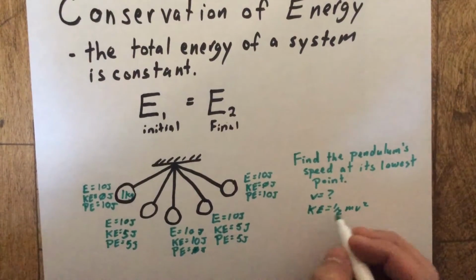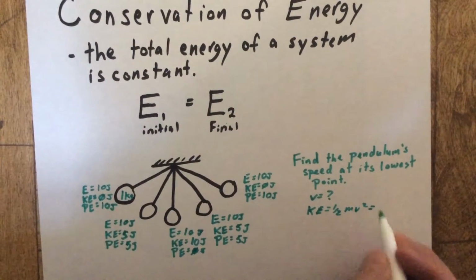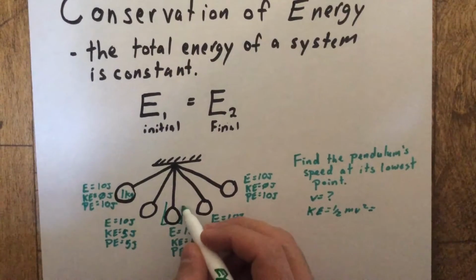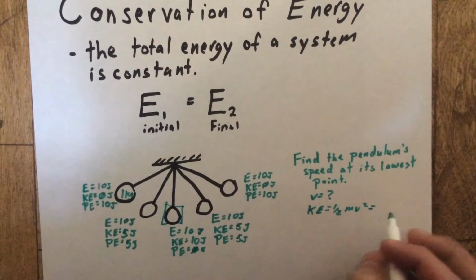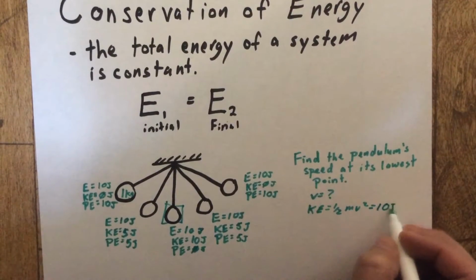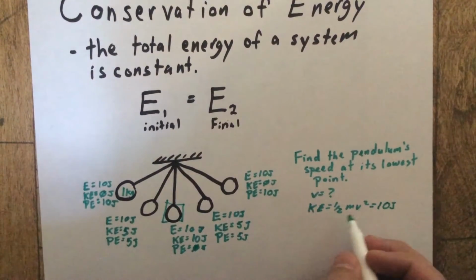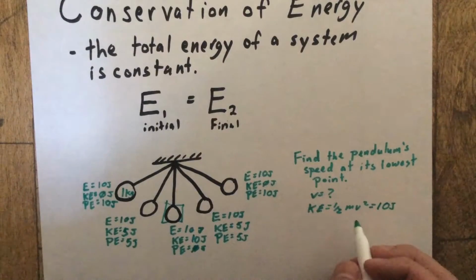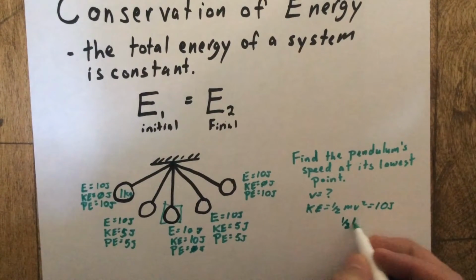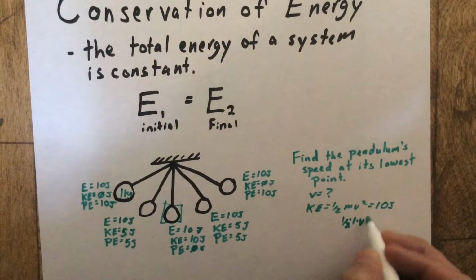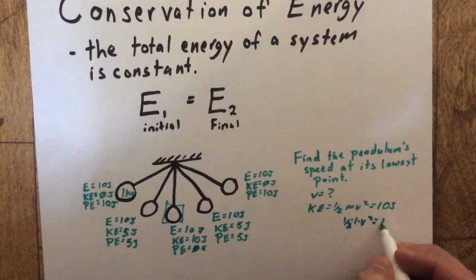So we know KE is 1/2 mv squared. We know KE at its lowest point is going to be 10 joules. So this will be 10 joules. So we've got 1/2 mv squared set to 10 joules. If m is 1, that would be 1/2 times 1 times v squared is 10 joules.